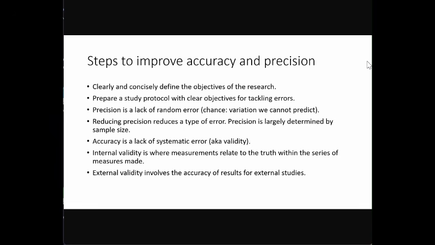You are 95% confident that the results are valid, but we can go higher than 95% and go up to 99%. But it has an implication: the sample size will be very high too. So reducing imprecision reduces a type of error. Precision is largely determined by the sample size. The higher the sample size, the higher the level of precision.